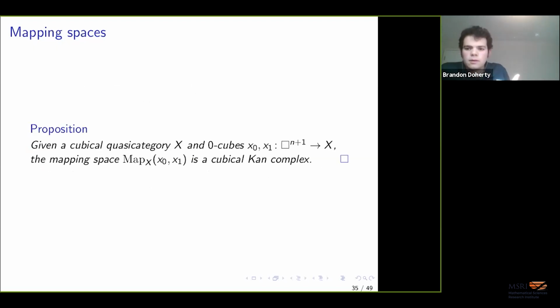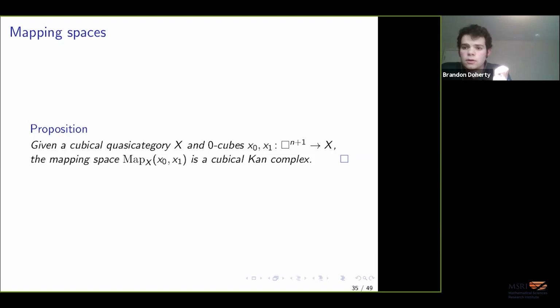So there's this proposition that we prove in the paper, again perfectly analogous to the corresponding result about the left and right mapping spaces in a simplicial set, which says that if you have a cubical quasi-category and 2 vertices in it, the mapping space from x0 to x1 will be a cubical Kan complex.